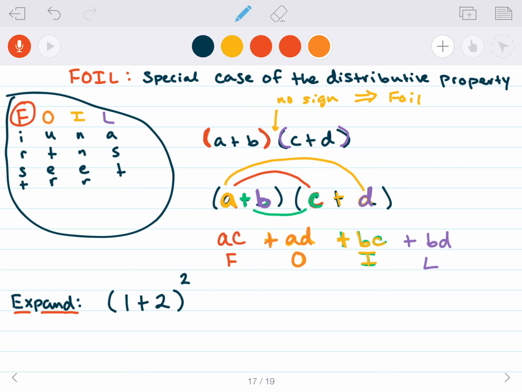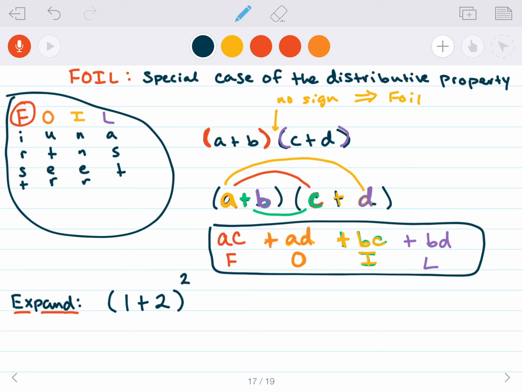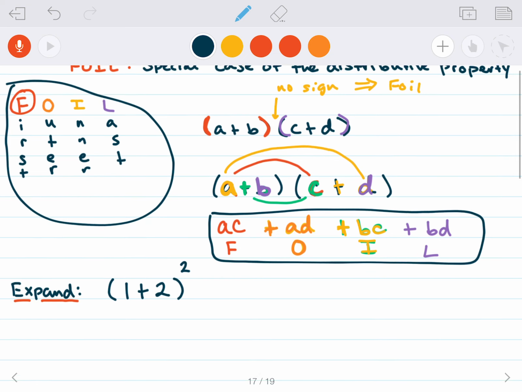Okay. So that's how you do it. So you just use the distributive property, but you're distributing everything you possibly can. Okay? So that's FOIL. AC plus AD plus BC plus BD. So let me show you how to do it.